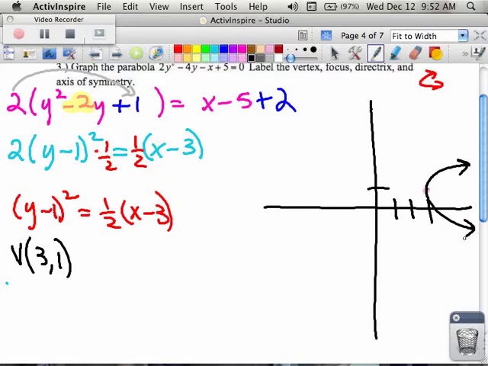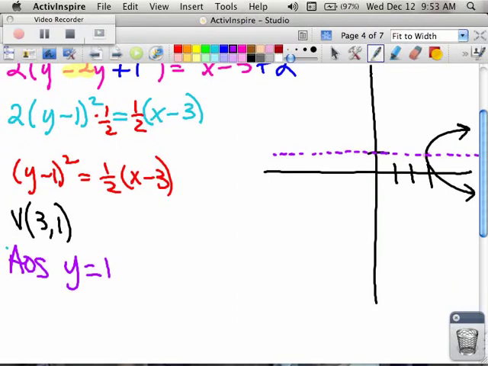After I find my vertex, I always like to find my axis of symmetry. The axis of symmetry is the line that folds the parabola in half. Remember, it always goes through the vertex. Oh, look, it's a horizontal line. That means I will have a y equals something. And since it goes through the vertex, it has to be y equals 1, because 1 is the y value of the vertex. So that's always nice. Nice clue to have.